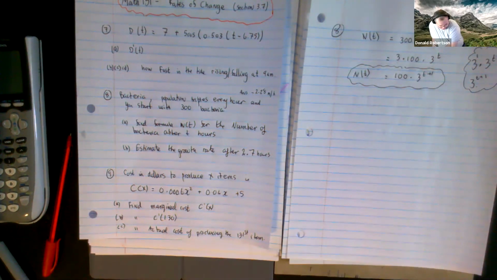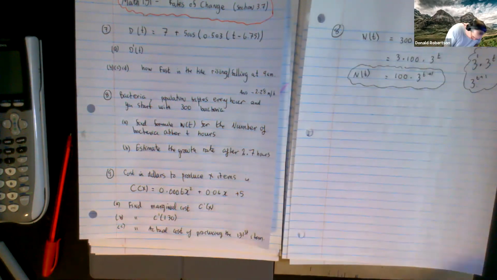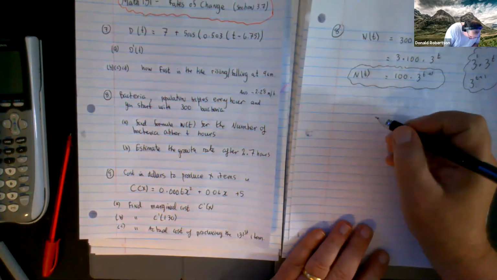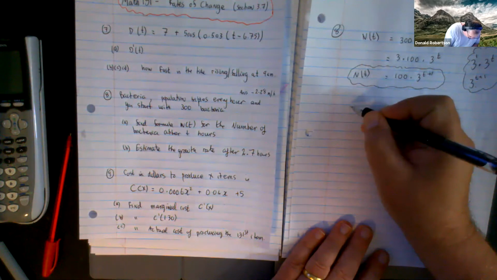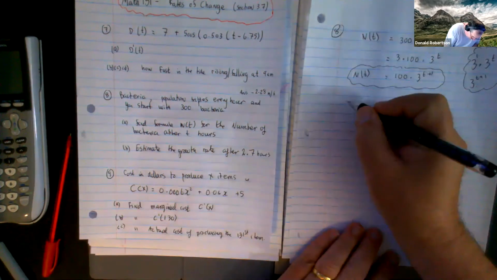Now, I'm not quite sure, as I said, why they did that. I think that's quite a nice looking answer. I don't see why it didn't want it. Now, we're being asked to find in this question the rate of growth after 2.7 hours.